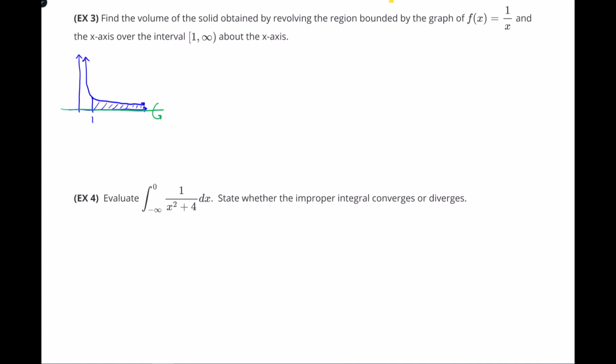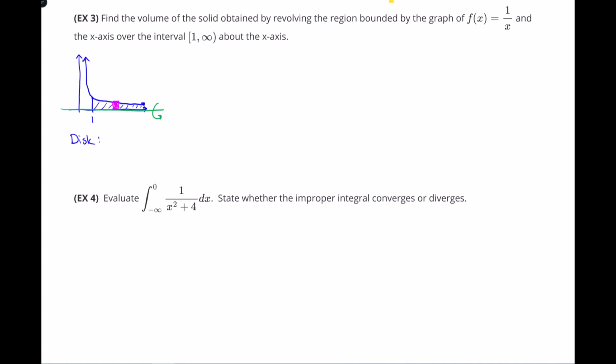Well, if you'll recall, if we use a vertical rectangle, which is usually a good idea, that would be perpendicular to the axis of rotation, which would mean we would be using the disk method.